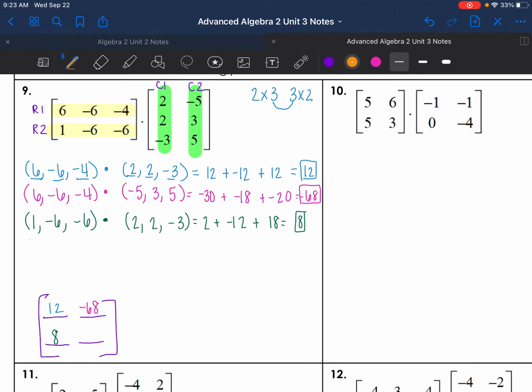And then the last element is row 2 and column 2. So 1 times negative 5 is negative 5. Negative 6 times 3 is negative 18. So we should be plussing there. And negative 6 times 5 is negative 30. So if we add all those together, we get negative 53.